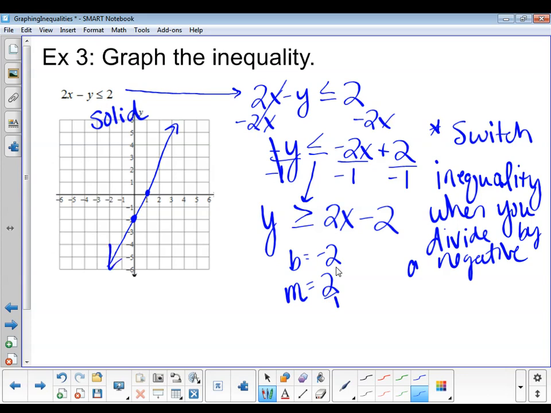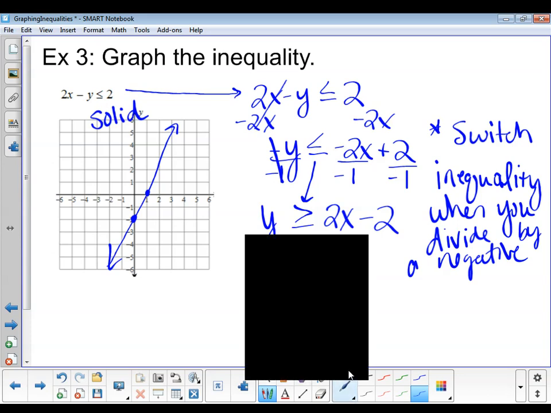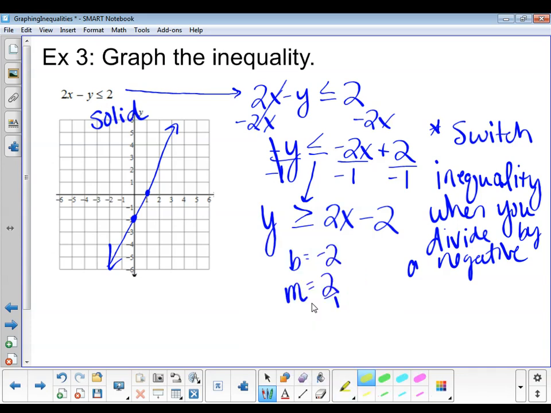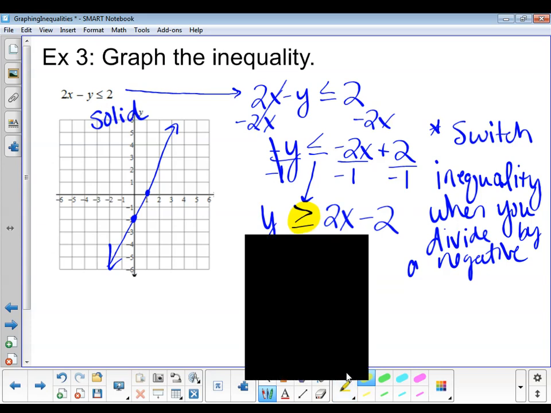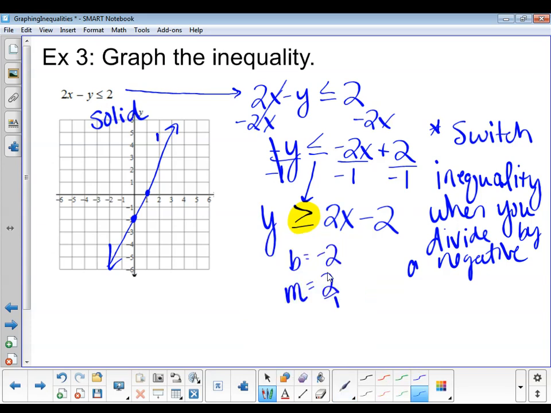To shade, we want to go by what we found out once we were solving the equation. So I'm using this inequality, this greater than or equal to. Greater than means we're shading in the upper side. So of these two choices here, if I number these side 1 and side 2, side 1 is going to be your upper side. So that's where we're going to shade.